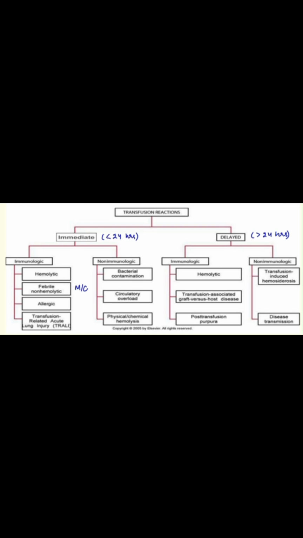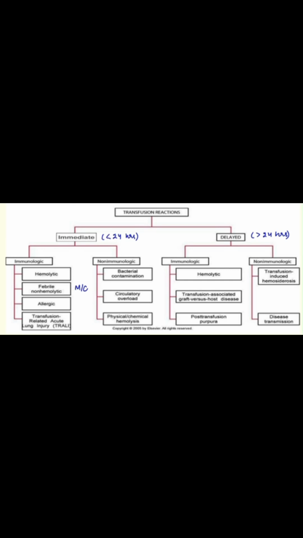So non-immunologic causes, first, can be bacterial contamination. Non-immunologic means there is no involvement of the immune system, or basically no involvement of an antigen antibody reaction. So bacterial contamination is just due to an infection. Circulatory overload is fluid overload. It is more prone in patients with comorbid conditions like CKD and cardiac failure. So here you will find a cardiogenic pulmonary edema, the pulmonary edema due to cardiac failure, and there can be hemolysis due to physical or chemical trauma.